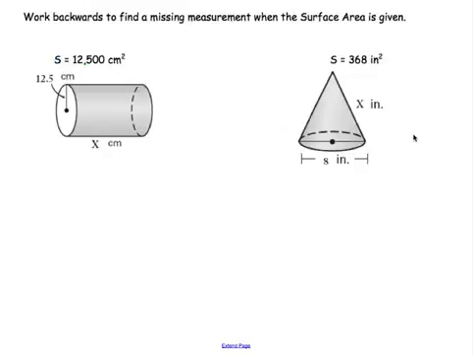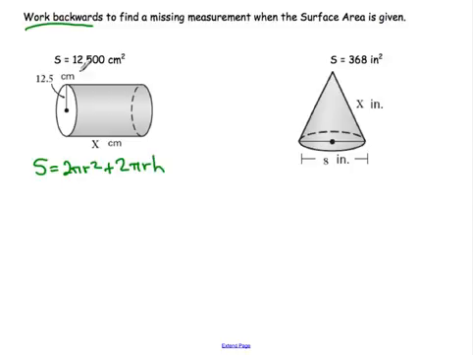It says work backwards. This is just math teacher talk for, hey, I'm going to give you the surface area. You need to find one of these other lengths that we were given. Okay, so what we do here is we're given a cylinder. Remember, it has two bases that are circles, so that's what makes it a cylinder. So let's just write down the formula. Formula for a cylinder is 2 pi r squared plus 2 pi r h.